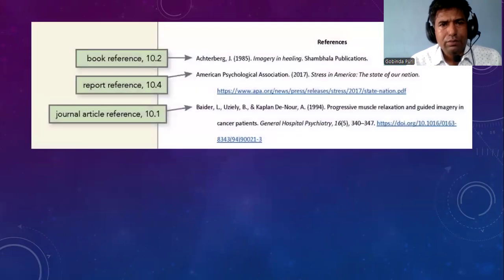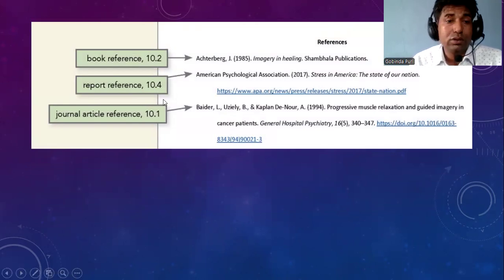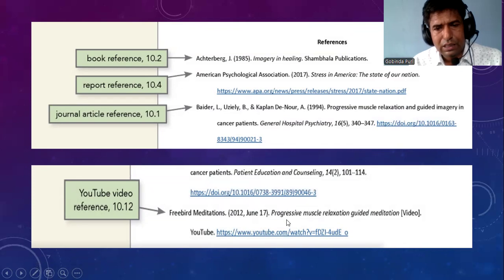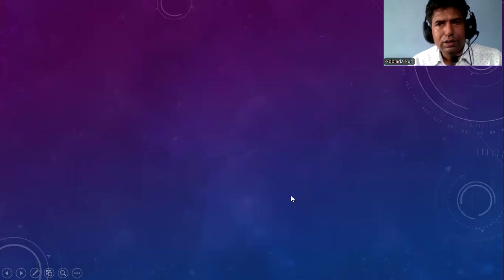And again, book reference example and a report reference. If we are referencing a report, a journal article reference, you can see the example. We also give the reference of a YouTube video. If we are using video, then we have to do it like this way. See, the title, and then the date inside the parentheses, and then title and video, and the URL. The URL also will be given.